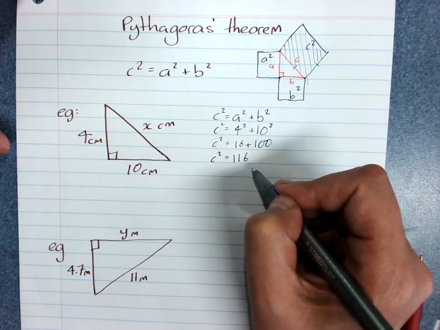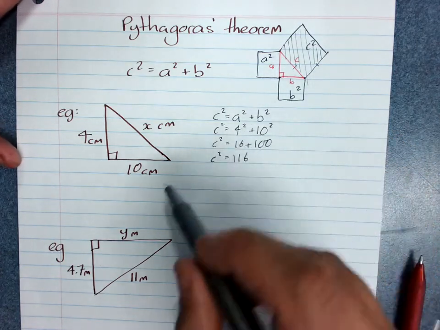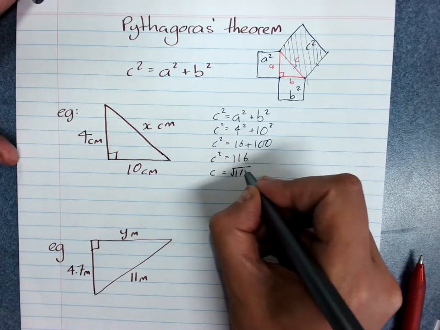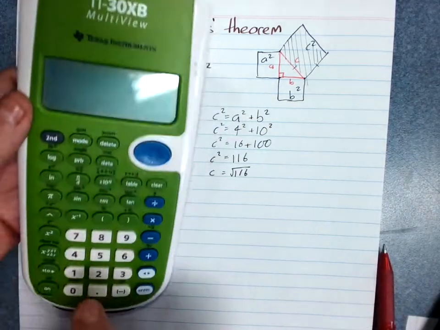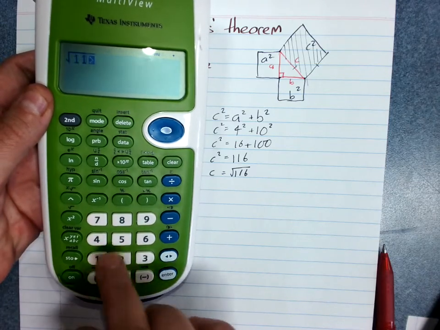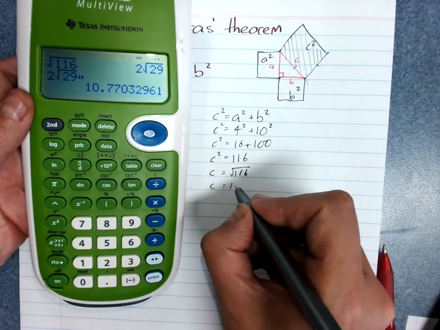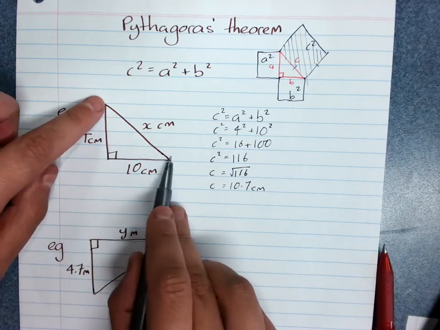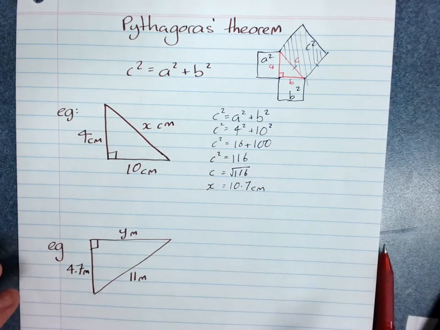Once we've got to C squared, because that's the area of the square there, I've got to find the square root of both sides. So C equals the square root of 116. Grab your calculator. Square root of 116. Sorry, different calculator. C is 10.7 and we're in centimeters, and you're just finding that length, and this was in fact x, so I'd say x by the end there.